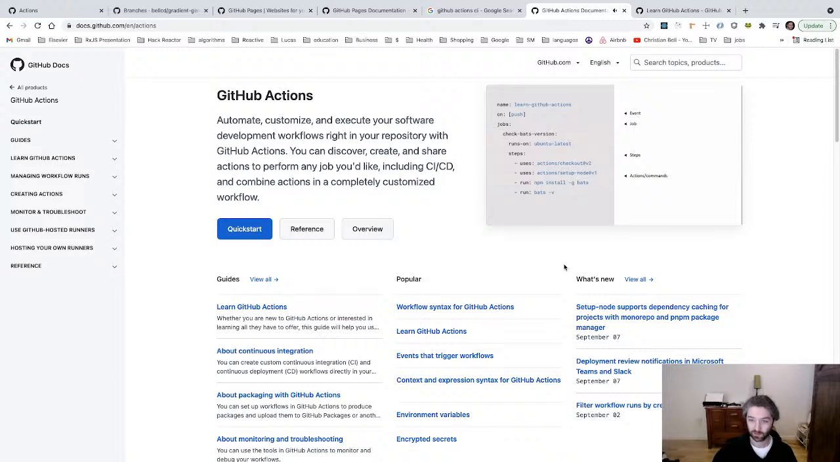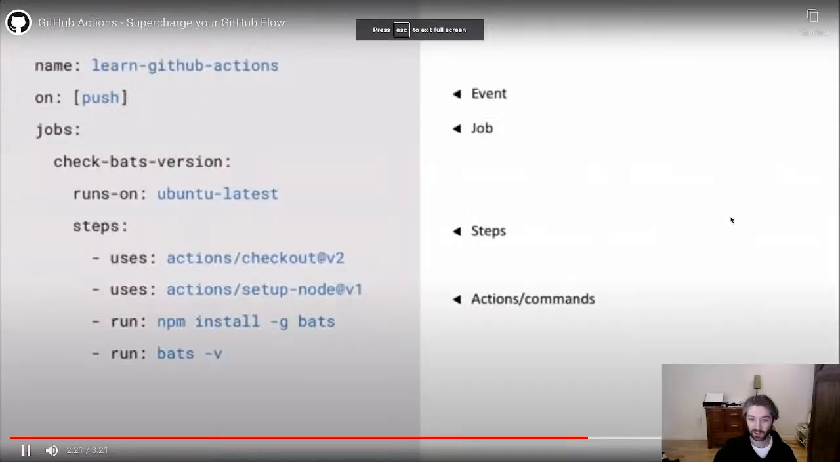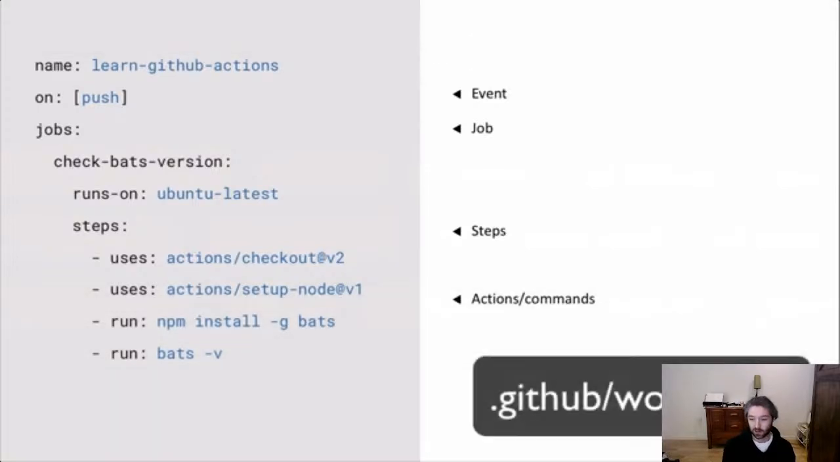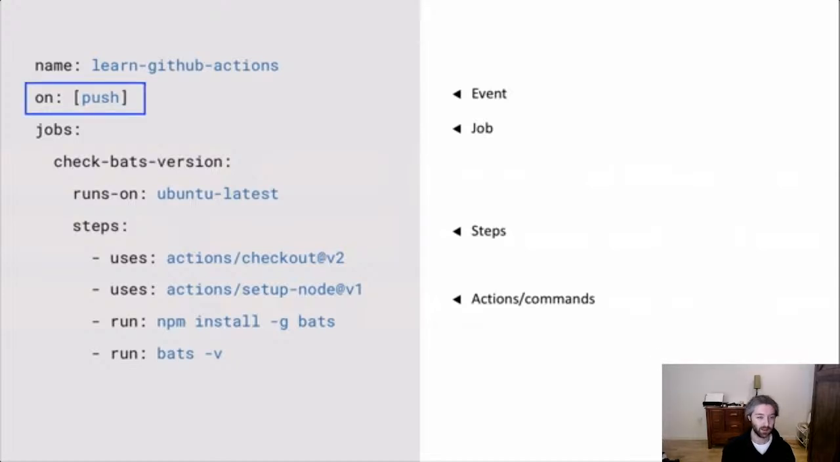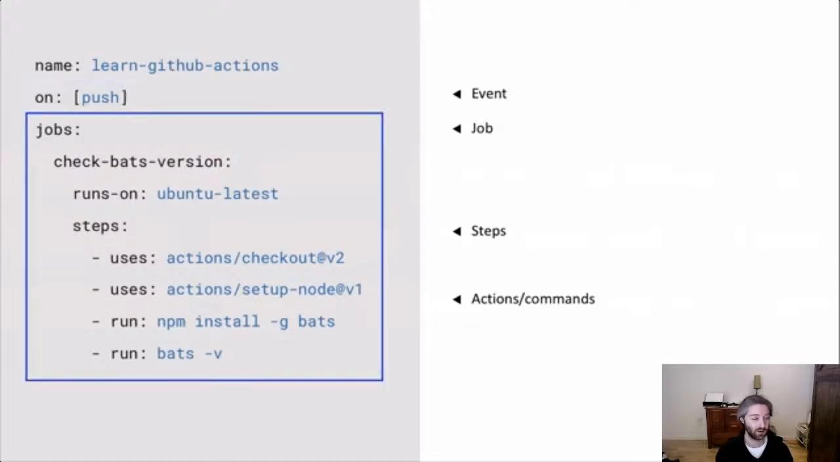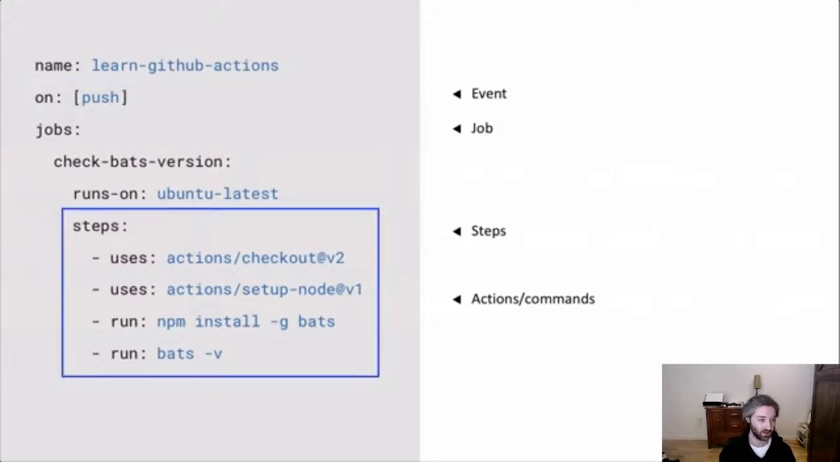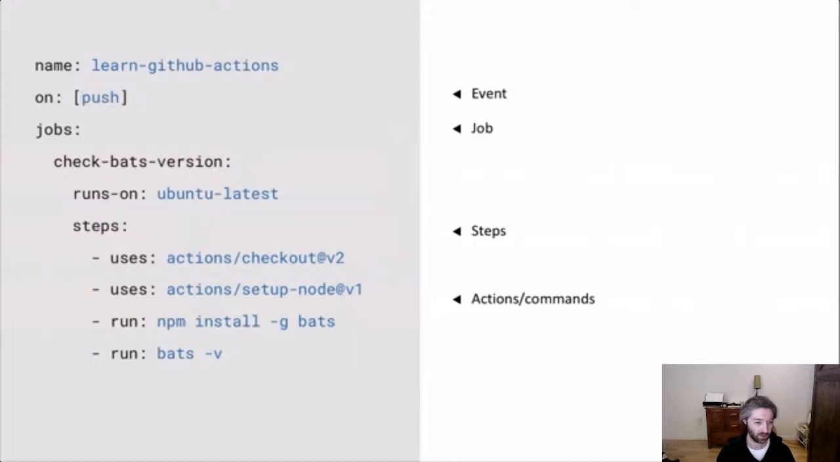GitHub Actions use YAML syntax to define the events, jobs, and steps. These YAML files are stored in your code repository in a directory called .github/workflows. An event automatically triggers the workflow, which contains a job. The job then uses steps to control the order in which actions are run. These actions are the commands that automate your software testing.